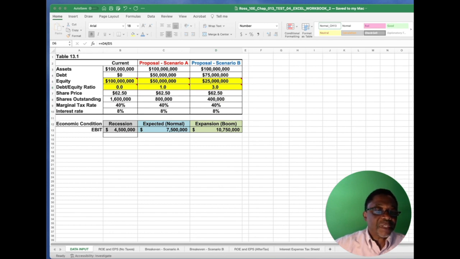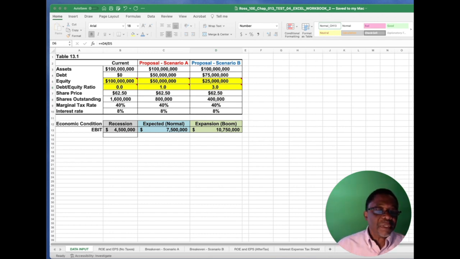This worksheet is going to help us understand the interplay between leverage in the capital structure, the earnings of the firm. In this case in particular, we're going to look at EBIT, earnings before interest and taxes, and the value of the firm as measured by earnings per share or return on equity.